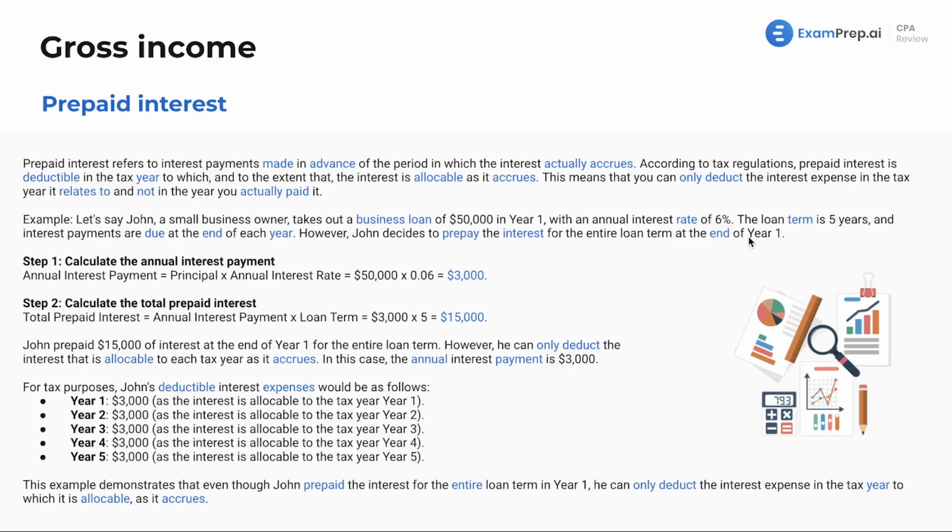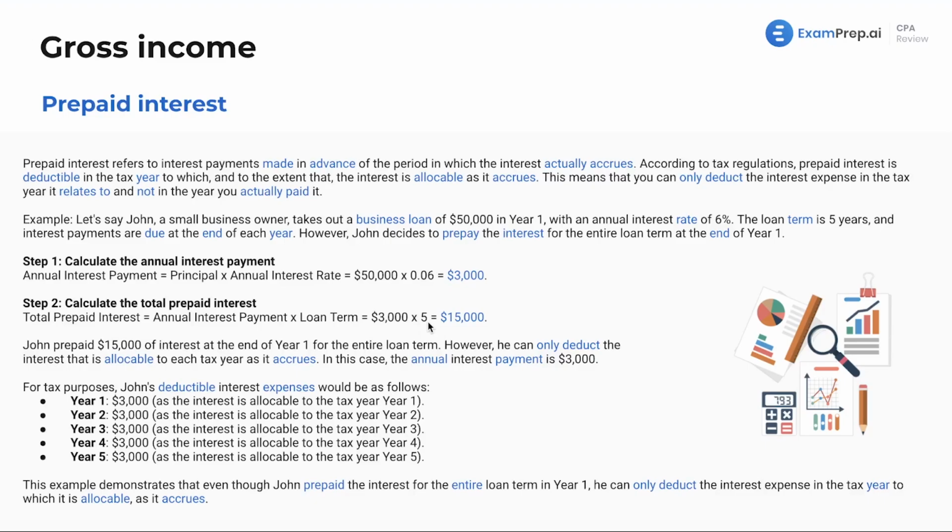Now, what is the annual interest payment? The annual interest payment would be $50,000 times 0.06. That's the 6% interest rate. That's $3,000. Now, what is the total prepaid interest? That would be the annual interest payment times the loan term. So that's $3,000 times 5 years. Sounds good to me. That would give us $15,000.